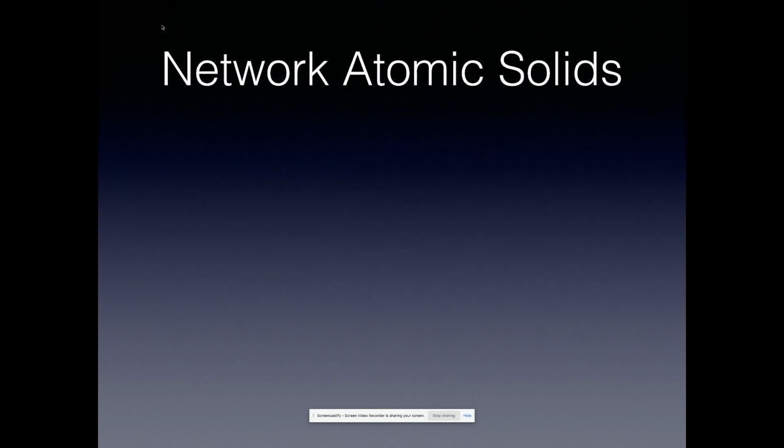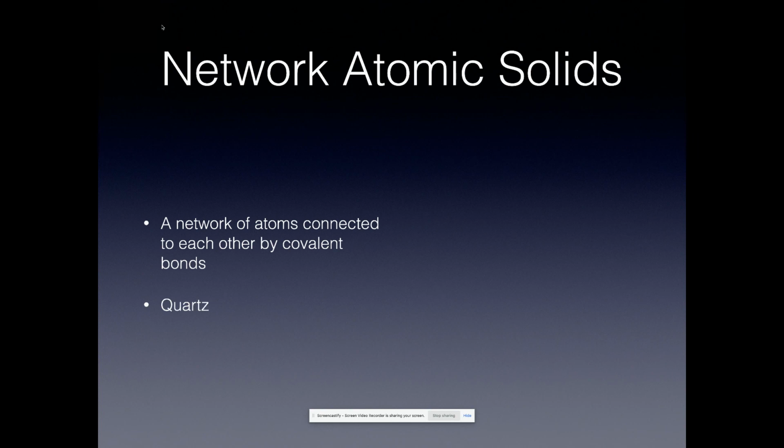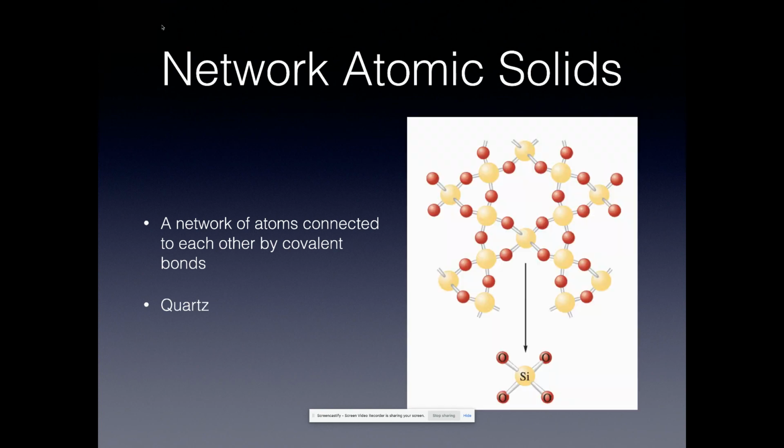Okay, your network atomic solids. Quartz is an example, okay? 3-dimensional structure like this. We talked about diamond. Diamond has the exact same structure. sp3 hybridized orbitals, all attached to other atoms. High melting point, very strong, wonderful substances.